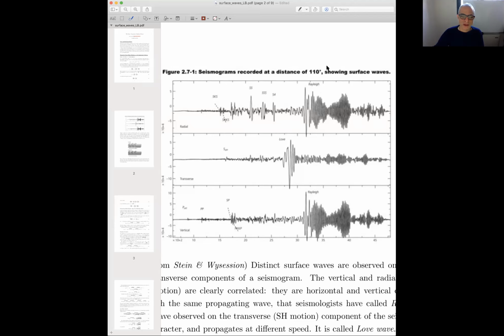It's unlikely to be a coincidence. And if you looked at hundreds of seismograms, you would see the same thing over and over again. The same effect, not the same thing, but the same correlation between vertical and radial component. And the transverse wave seems to be faster, this feature here. See, it arrives earlier. This is time on the horizontal axis, of course. So it arrives earlier at this location at 110 degrees.